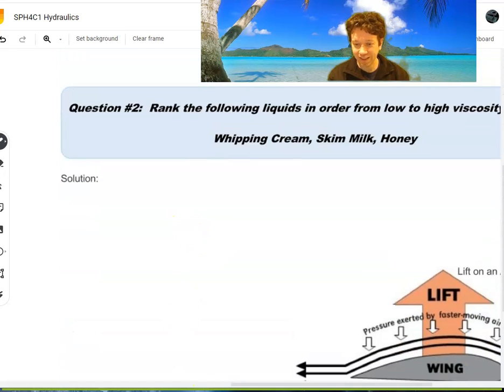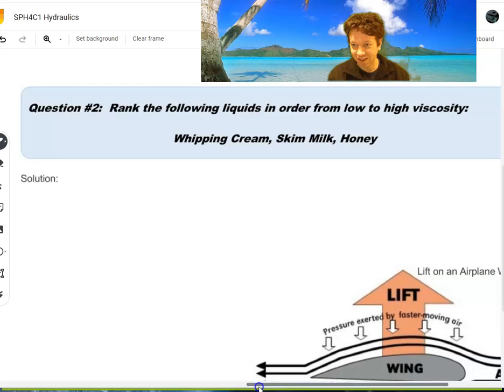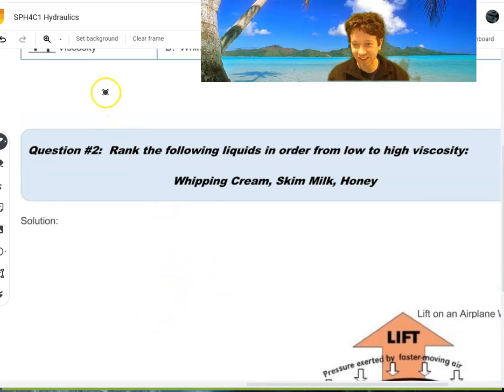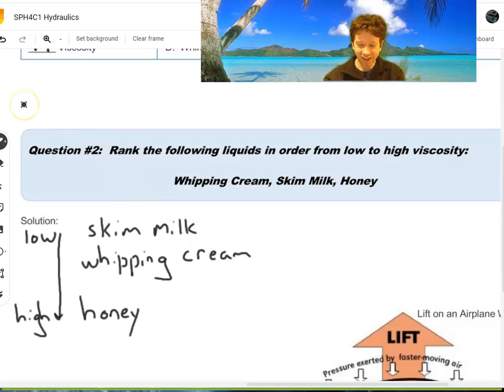Okay, next, this is just based on common knowledge. Rank the following liquids in order from low to high viscosity. Okay, I'll just pause there. All right, so we ranked it from low to high. Low meaning it can flow the easiest, the skim milk, then whipping cream, again, assuming it's not whipped yet. And the highest would be honey, flowing quite slowly.